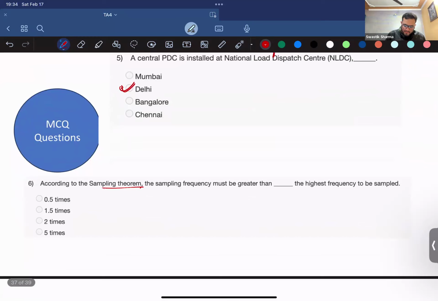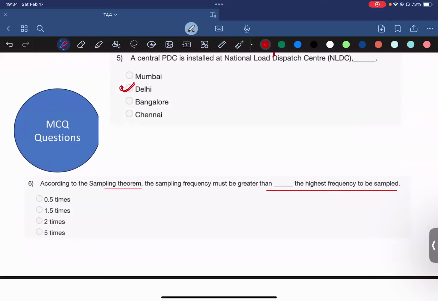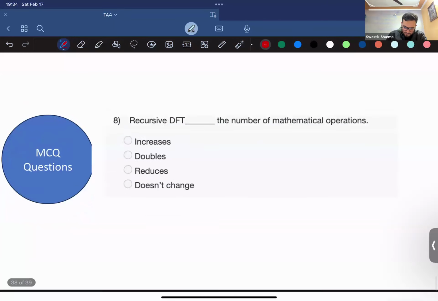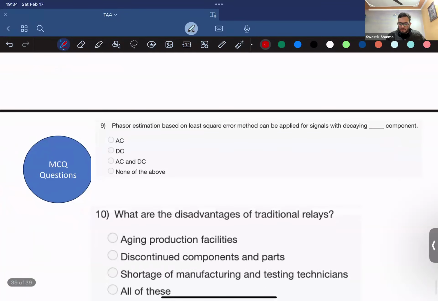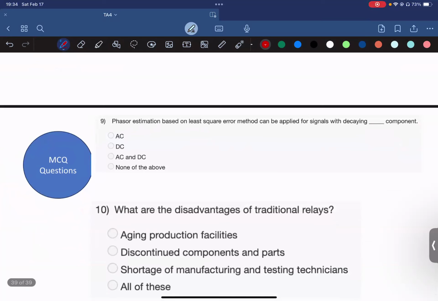Okay, according to the sampling theorem, the sampling frequency must be greater than dash the highest frequency to be sampled. Can anyone tell me? 2 times. Yeah, it's 2 times. Eighth, the recursive DFT dash the number of mathematical operations. Reduces. Yes, it reduces the number of mathematical operations that are required. Yeah, phasor estimation based on least square error method can be applied for signals with decaying dash component. DC component. Yes, DC component.